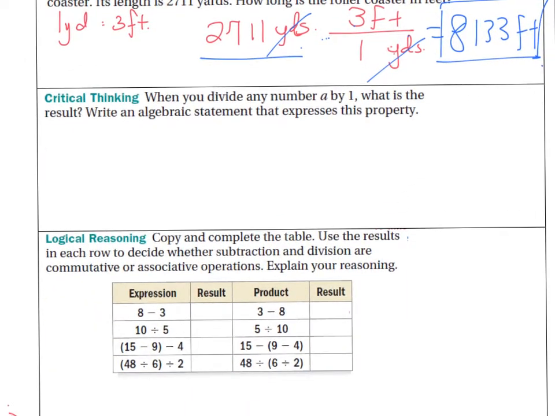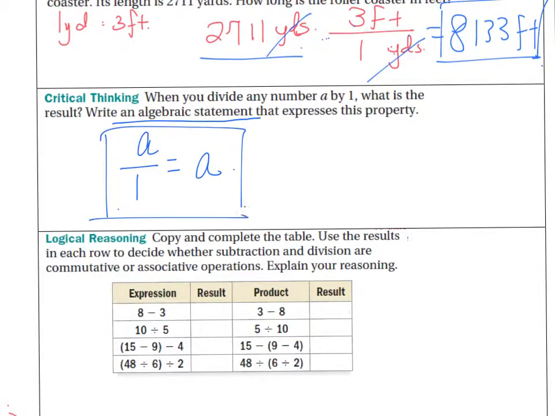Critical thinking. When you divide any number A by 1, what is the result? A. Write an algebraic statement that expresses this property. So basically, any variable divided by 1 will still be A. And we can call this the identity property of division if you like.